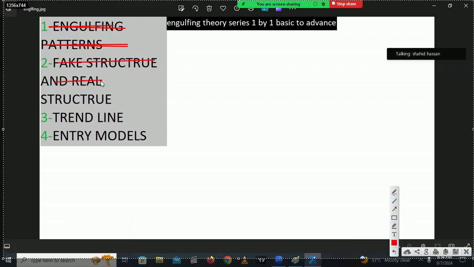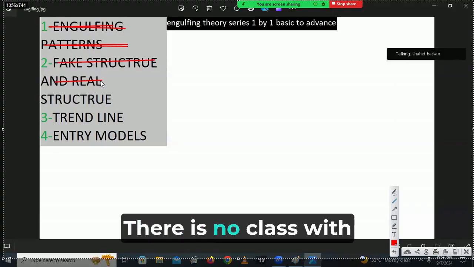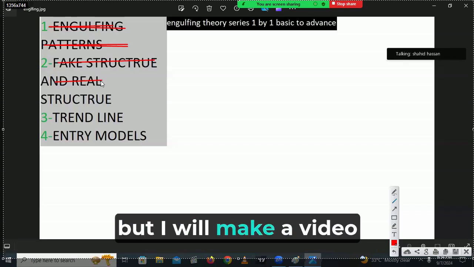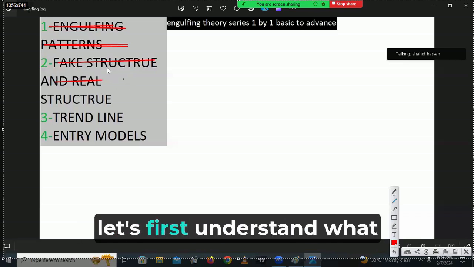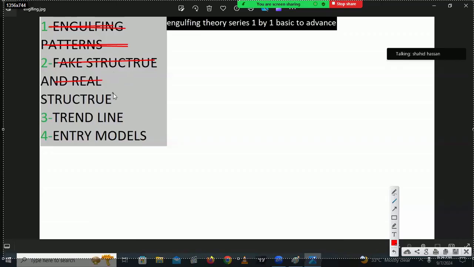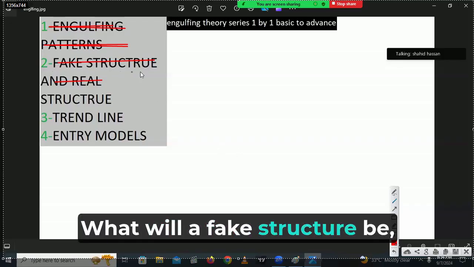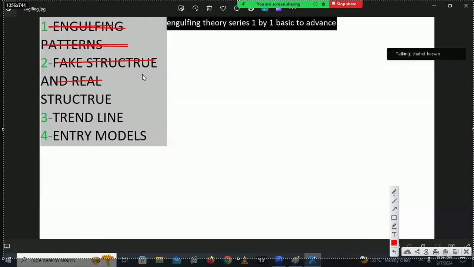There is no class with students today, but I will make a video for you anyway, and our classes will continue one by one. So let's first understand what a fake structure is. What will a fake structure be? How will we approach it?